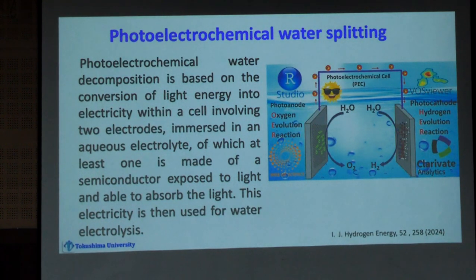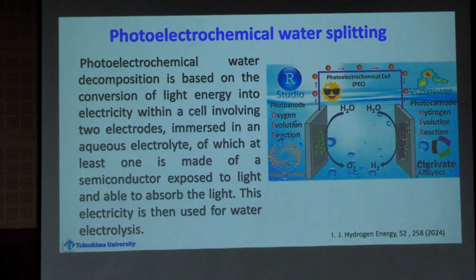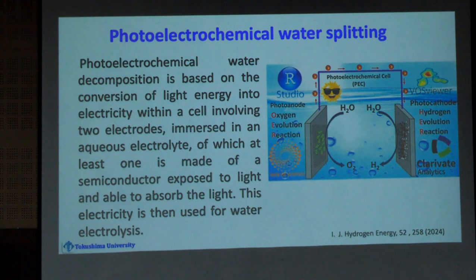Now, what is photoelectrochemical water splitting? In the beginning, I explained to you, photo means photon, okay, light, you understand. Electro, something related to electricity, okay. It consists of some kind of energy that comes through electricity. Chemical, it consists of certain chemicals.